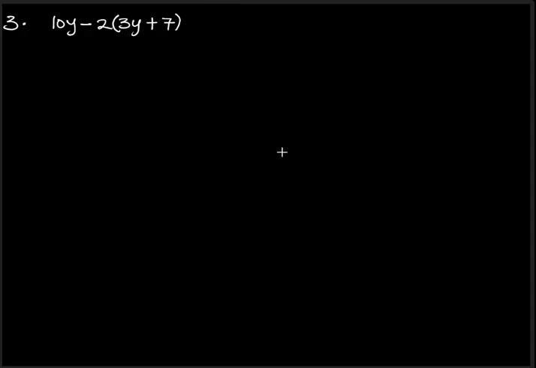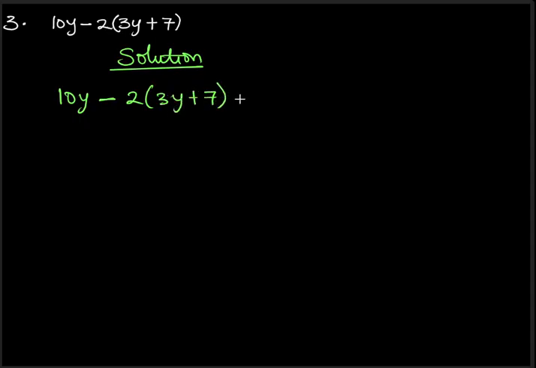So we move to number 3. Solution. So we have 10y minus 2 bracket 3y plus 7. What do we have here? 10y minus 2 bracket 3y plus 7.